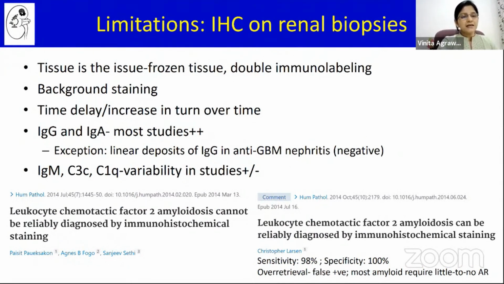Reports suggest that IgG, IgA staining is almost similar to immunofluorescence, exception being linear deposits of IgG, which are not detected by IHC. And IgM, C3 and C1q show a lot of variability. This is evident by these 2 reports, which suggest that LEG2 can and cannot be reliably distinguished by immunohistochemistry. Of course, it depends upon different labs and the conditions of fixation of the tissue, which are very important, and each lab has to standardize it.